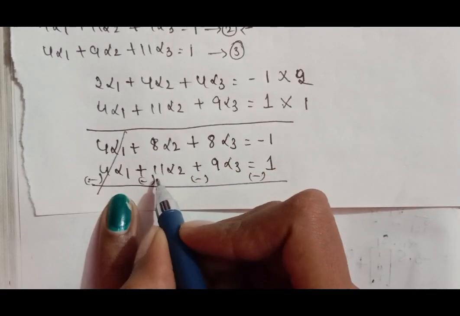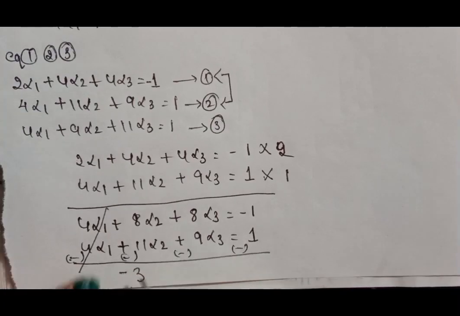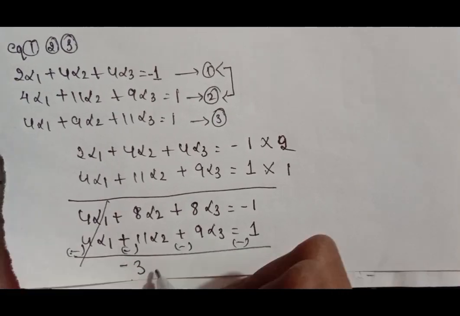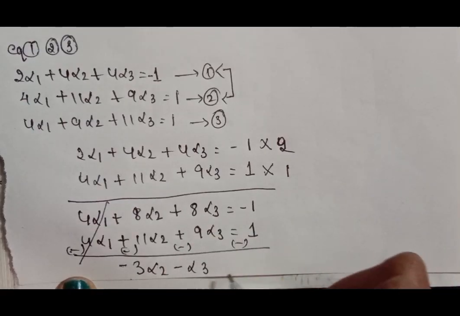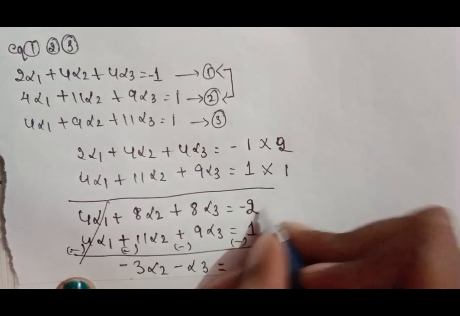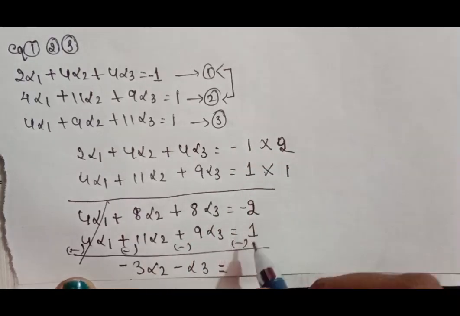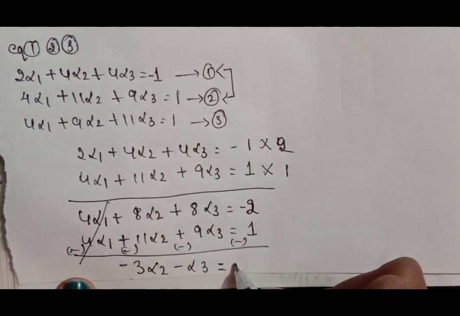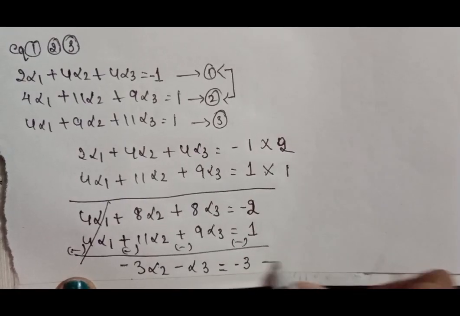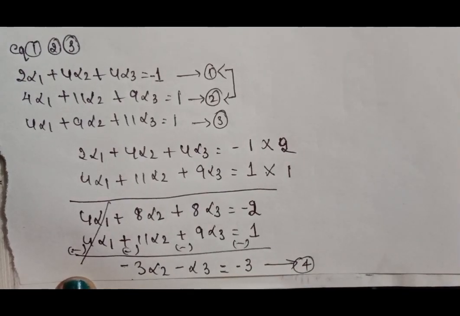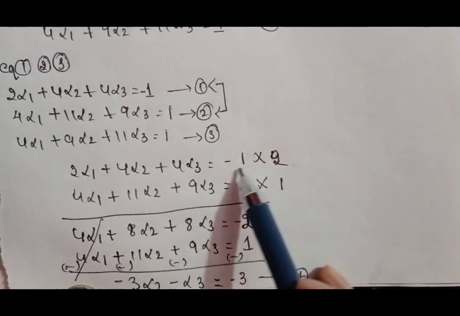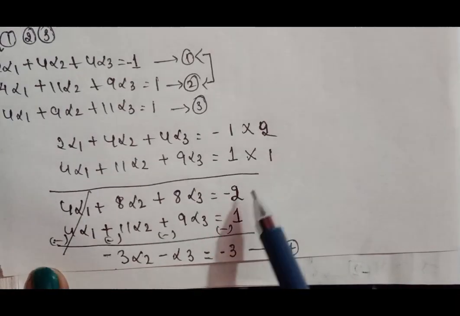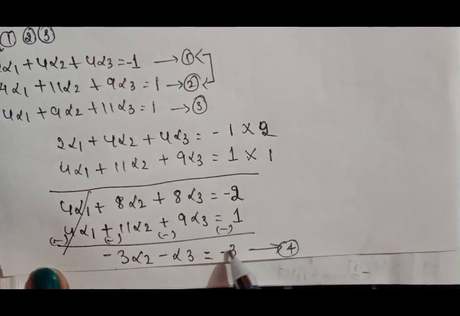Next, 8 minus 11 is minus 3, so minus 3 alpha 2, and minus alpha 3, equals to, this is minus 1 into 2, right? So you'll get minus 2 minus 1, which is nothing but minus 3. I consider this as the fourth equation. Any doubt in this? I made a mistake. This is minus 1 into 2, which is minus 2. So minus 2 minus 1 becomes minus 3.